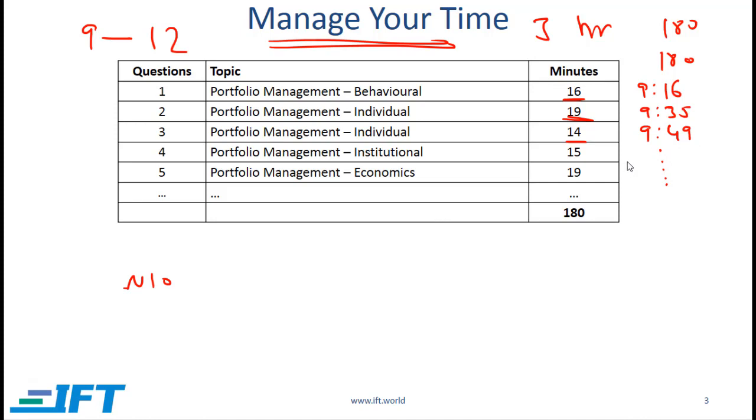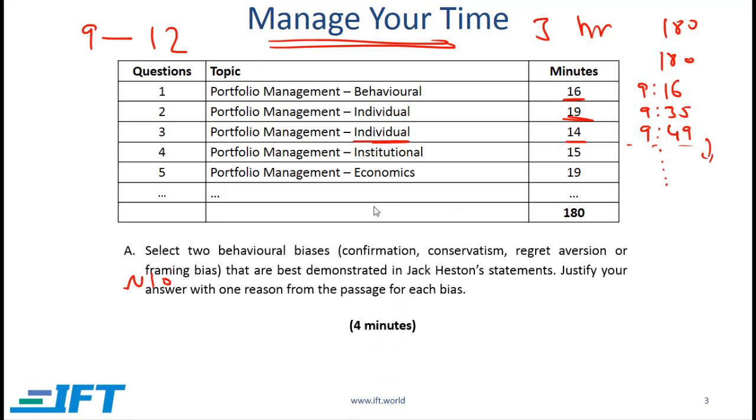This way, when you are working on question number 3 and you hit this time, that means that you need to move on to the next question. So doing this allows you to make sure that you stay on time. So this is one piece of advice.